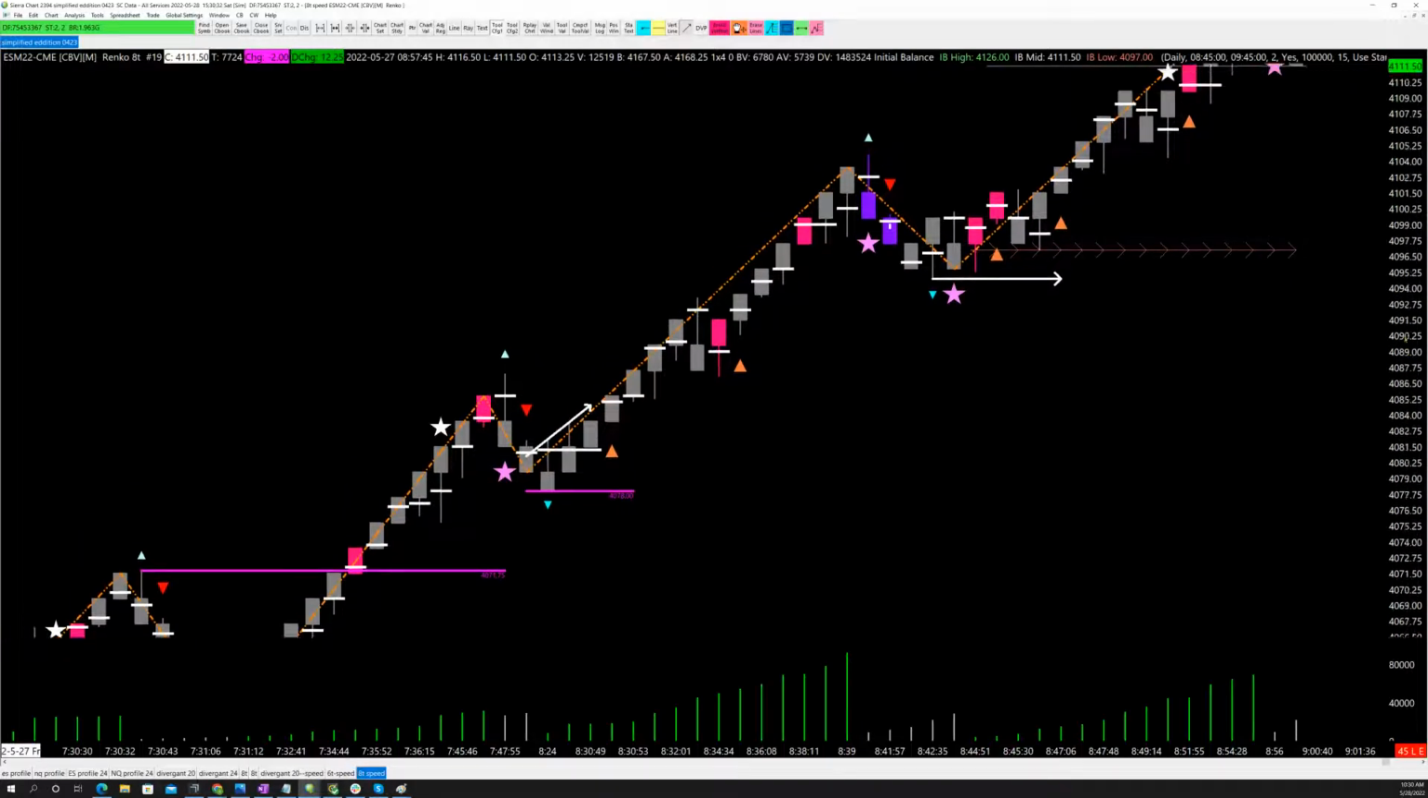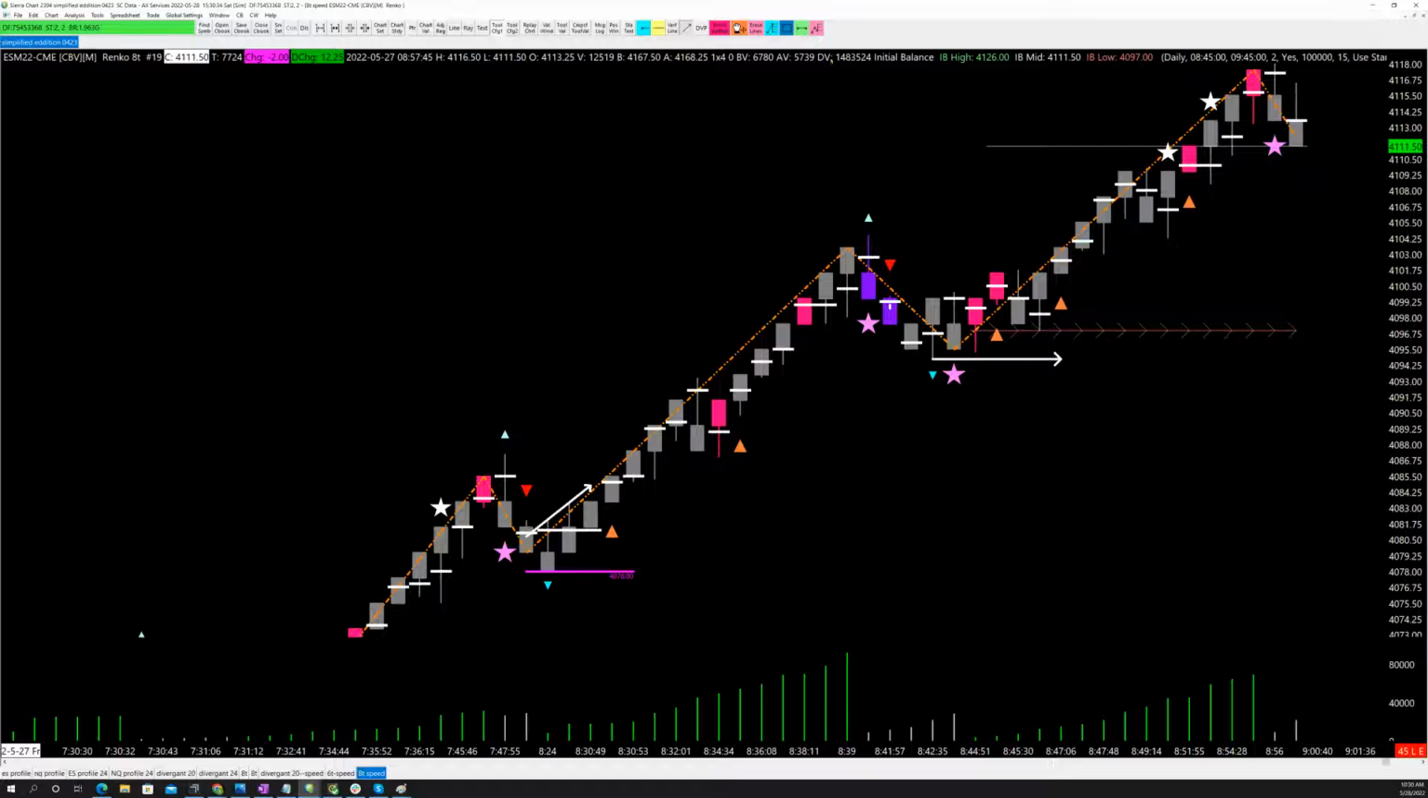Let me expand that a little bit so you can see it. What I really want is for the body of the triangle, when I get that triangle up, to be within the body of this bar. So you'll see here, if you had taken this trade, your entry would have been a triangle up within the body of the bar.